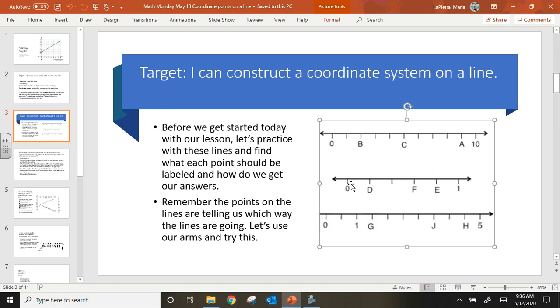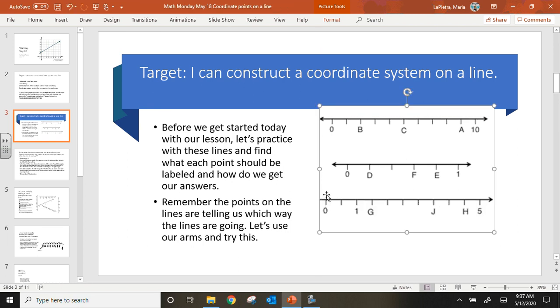Let's try the bottom. Let's count how many jumps we have, bunny hops from 0 to 1. 1, 2. So I would say this would be a half, and then 1 over 1, or 2 over 2. 1 and 1/2, 2. 2 1/2, 3. 3 1/2, J would be 3 1/2, 4. H would be 4 1/2, and then we get to 5.